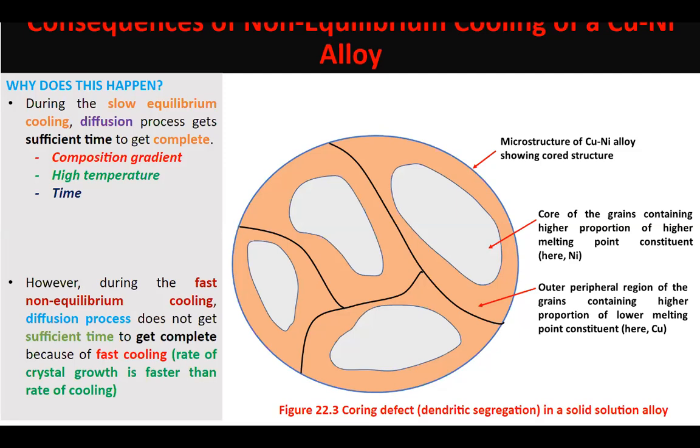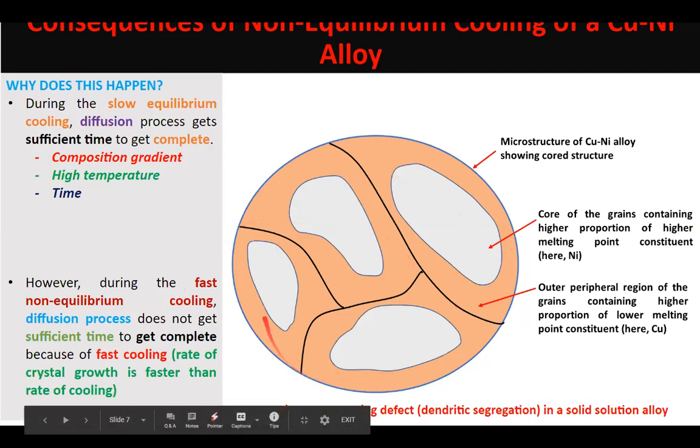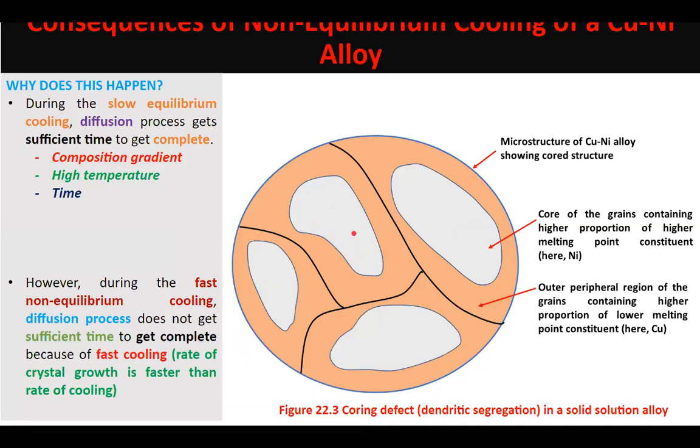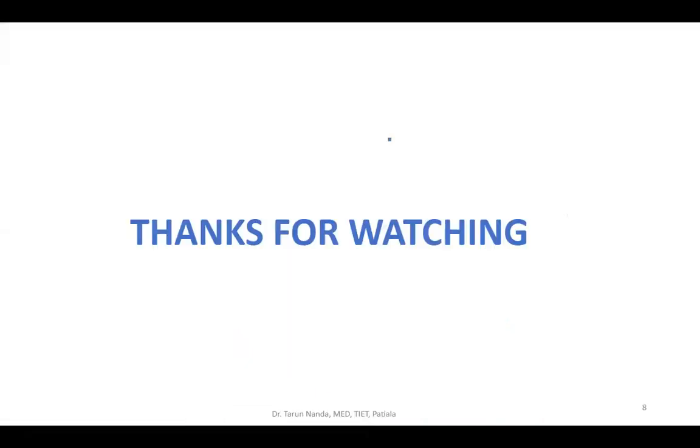So the rate of diffusion lags behind the rate of crystal growth, and that type of solid will be cored. Why cored? There would be a core area, a middle area, which contains one type of constituent, and there would be an interdendritic area near the grain boundaries, which would contain more of the lower melting point constituent. This type of structure is said to suffer from a problem called coring or dendritic segregation, and it will deteriorate all mechanical properties of your material system. So we need to get rid of it, which we'll discuss in the sessions to come.